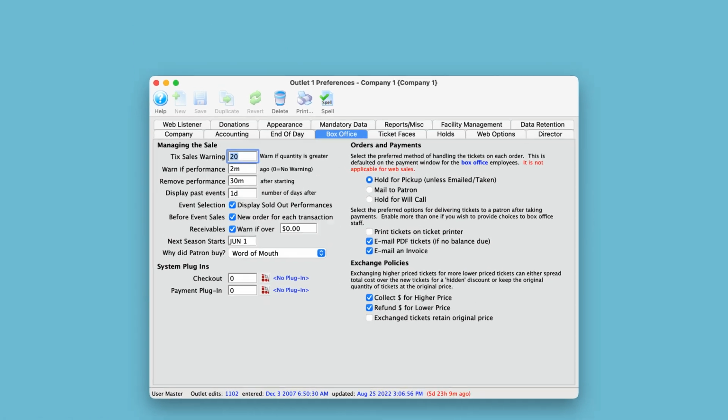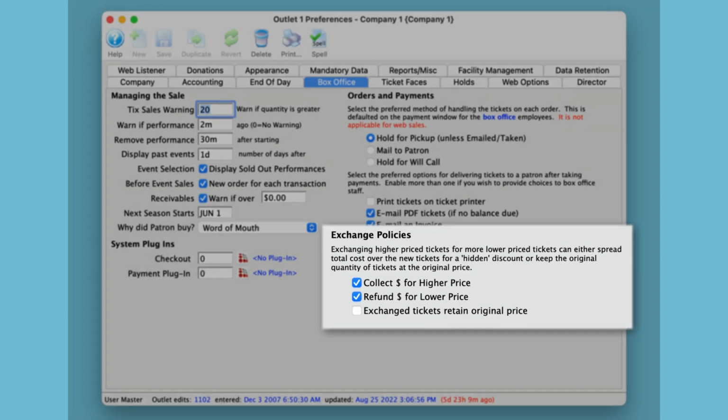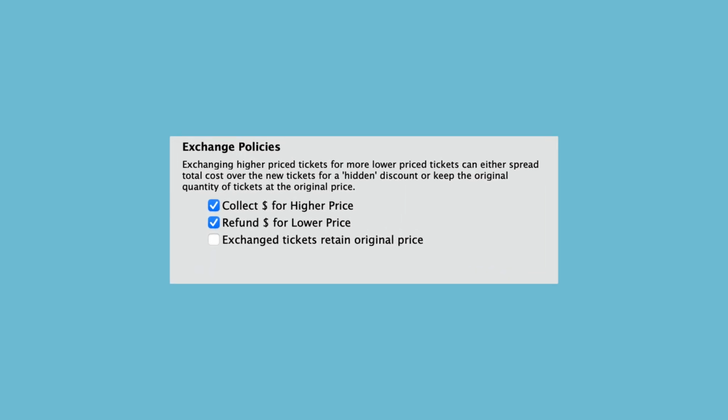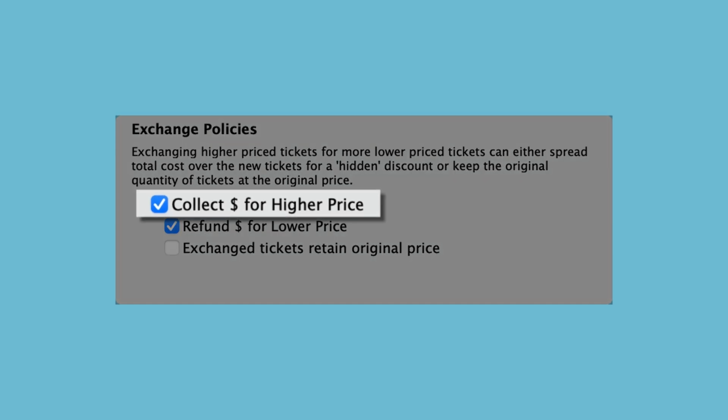This is where your organization can apply a global setting to align your exchange business policies with how Theater Manager by default will handle ticket exchanges. In other words, whatever box is checked in this area will tell Theater Manager how your organization would like to handle the money when a patron exchanges their tickets.